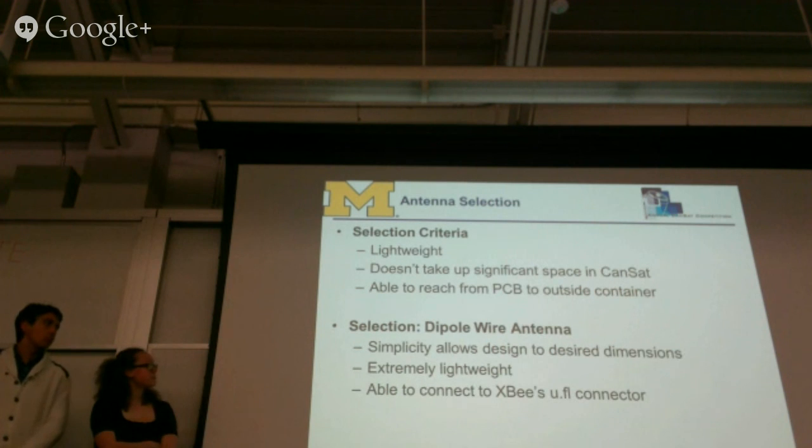For the antenna selection, the real criteria are that it's lightweight, that it doesn't take up significant space in our CanSat, and also that it's able to reach from where the PCB is to outside the container so it can actually transmit the data. So for that, I selected a dipole wire antenna. The simplicity of it allows us to design it to the desired dimensions. It's extremely lightweight, and it's going to be able to connect to the UFL connector on the XBee Pro model we selected.